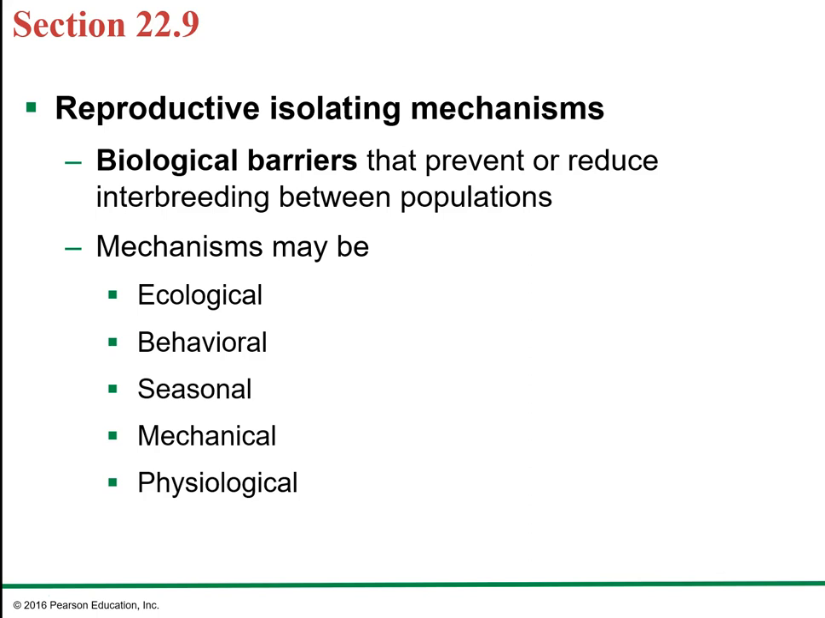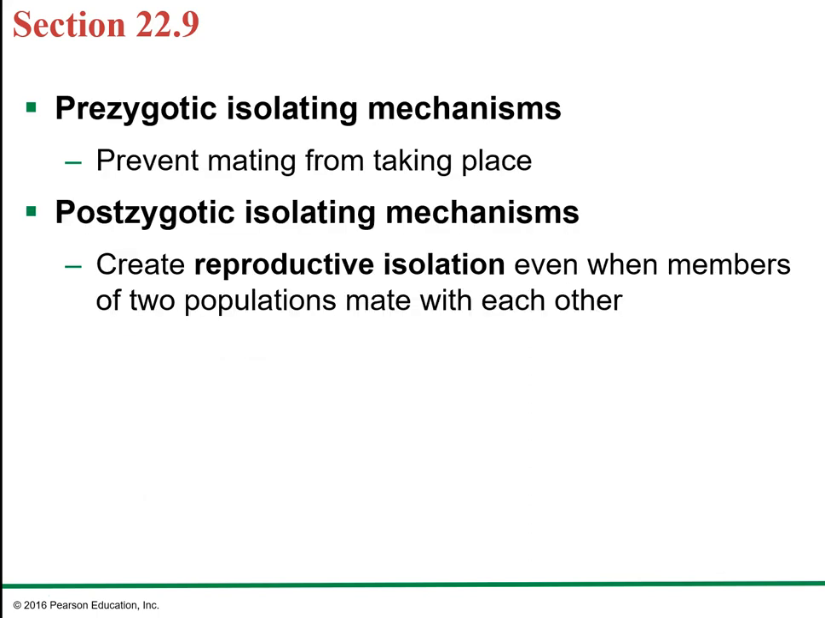Now, there are various barriers or reproductive isolating mechanisms that exist to separate or divide populations and then species: ecological, behavioral, seasonal, mechanical, physiological. We've talked about all of these before. A prezygotic isolating mechanism prevents mating from taking place at all, whether because they mate at different times of the year, are in different geographical regions and don't come in contact, or have different mating calls or rituals. That's a behavioral one. Those are all prezygotic.